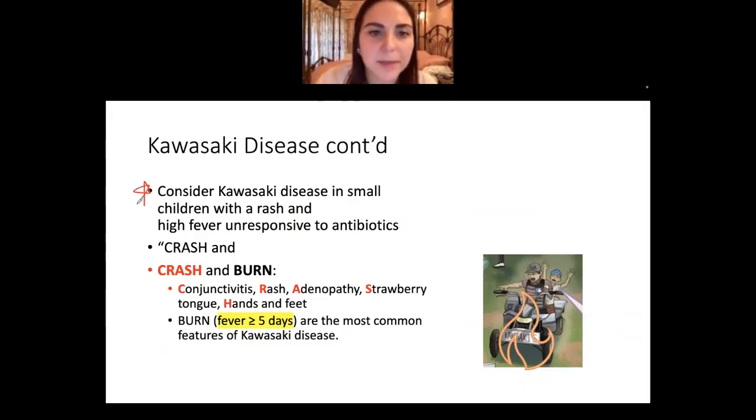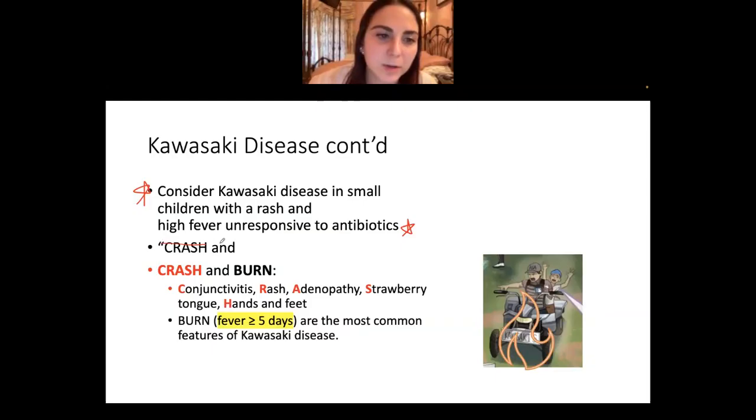And then also, because it's so important to recognize, anytime you see a small child with a rash, high fever, unresponsive to antibiotics, you can consider Kawasaki. Because it is so important to identify, the risk and the reward are not an even ratio. So: small child, rash, high fever, doesn't respond to antibiotics. This is an inflammation thing. This might be Kawasaki.